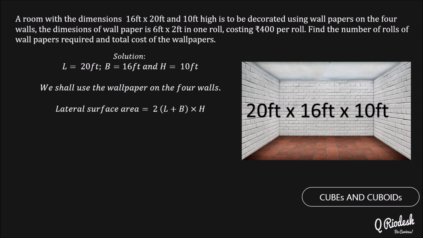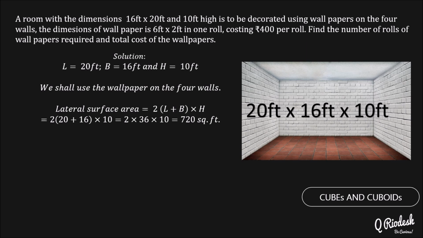So we substitute the values. 2 is 2, length is 20, breadth is 16, and our height is 10. So 2 times 20 plus 16, which is 36, multiplied by 10. 36 twice is 72, times 10 is 720 square feet.